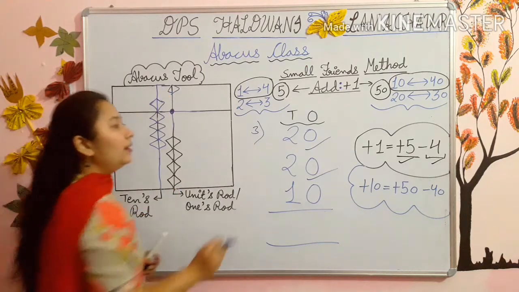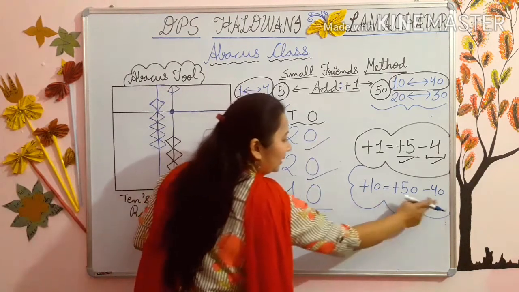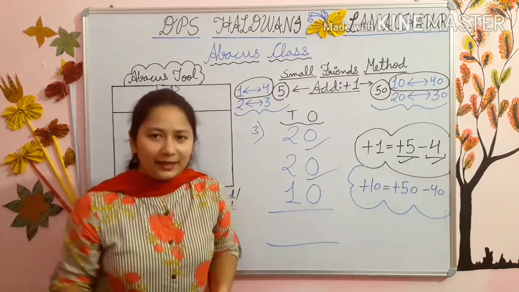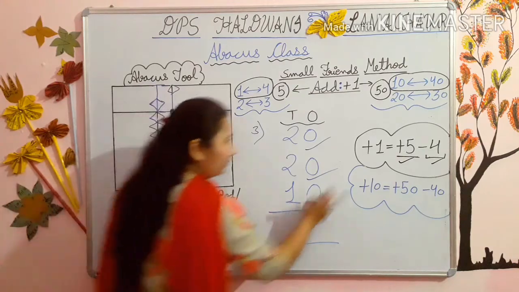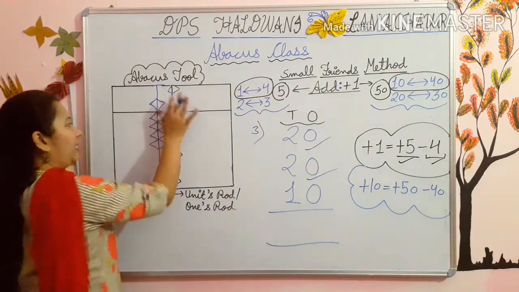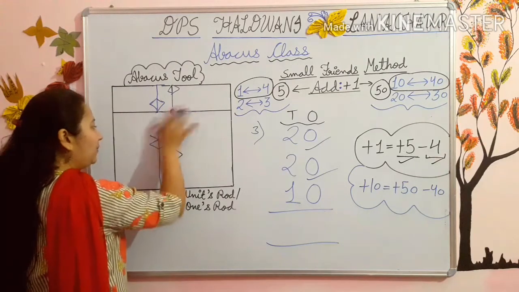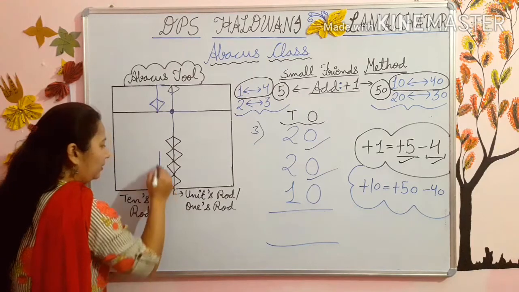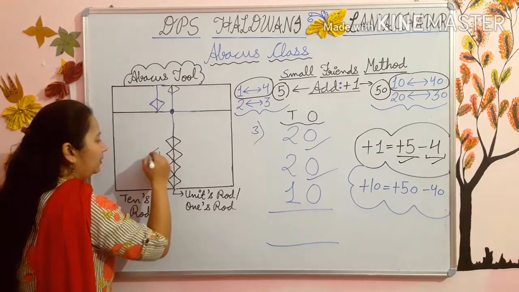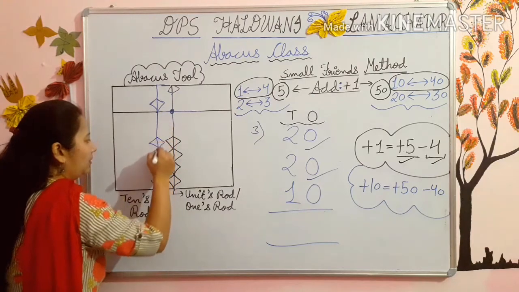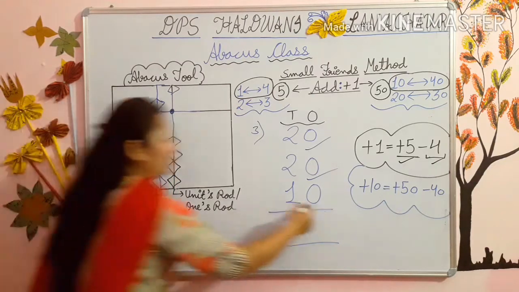Done? Now, you have to subtract the friend. After adding 50, you have to subtract the friend. So, what is the friend of 10? See, 40. So 40 you have to subtract. Subtract means minus. Minus means put the beads down. So 10, 20, 30, 40. And 10 is added.